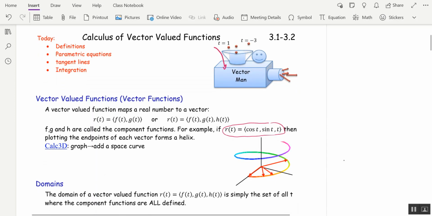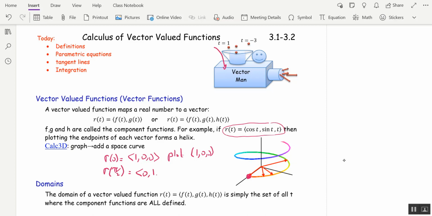Now how would we do that? Well, r of 0, let's say, for example, is (1, 0, 0). So we would plot the point (1, 0, 0) right here. And then we keep going. So for example, r of pi over 2 would be (0, 1, pi over 2). So we would plot that point, not thinking of it as a vector, but thinking of it as a point. So what we're really doing is plotting the endpoints of each vector. And if we do that continuously, we're going to trace out a curve.